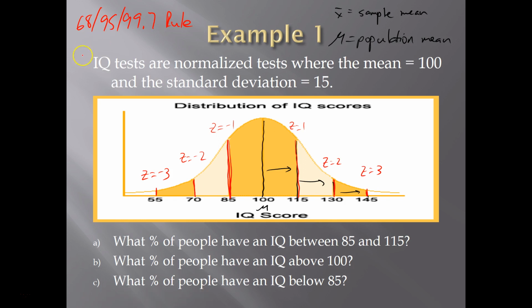68% of your data is going to be within one standard deviation. It might be up to one standard deviation above the mean, this way, or down to one standard deviation below the mean, that way, but 68% of your data will be between those two markers, between here and here. The one on the right is one standard deviation above the mean. The one on the left is one standard deviation below the mean. So 68% of your data is going to be within that range.